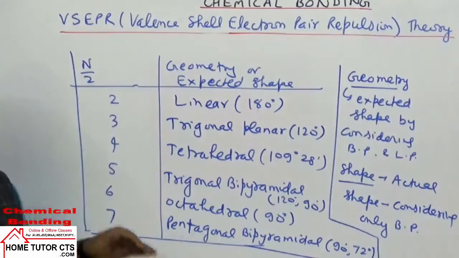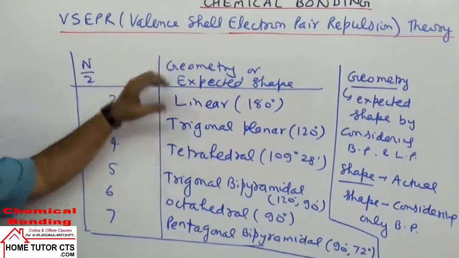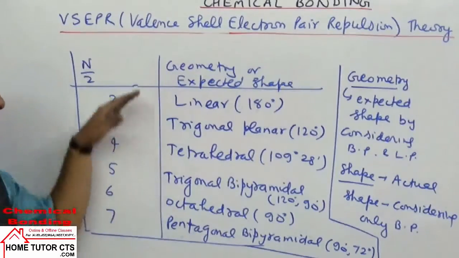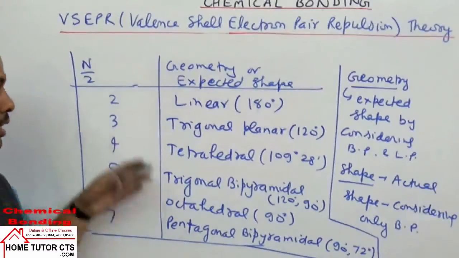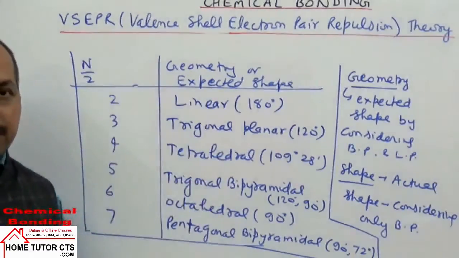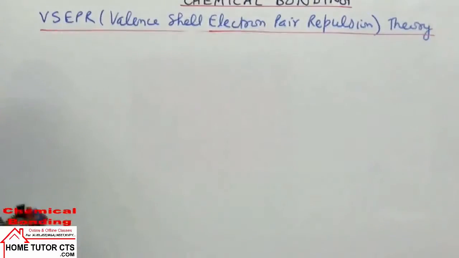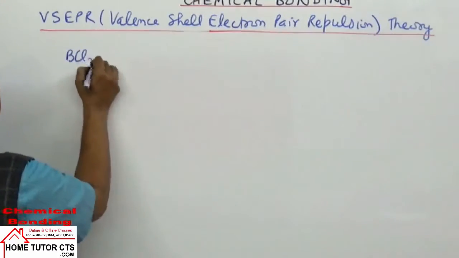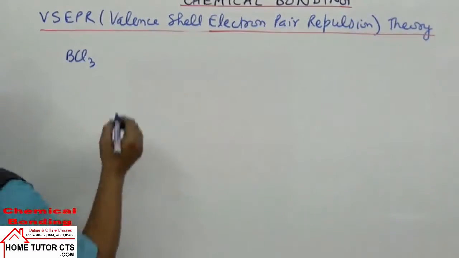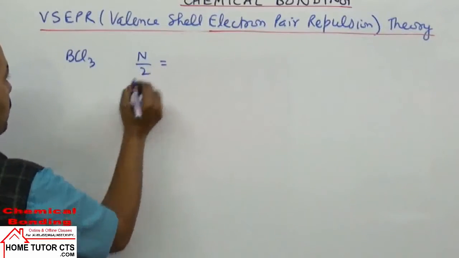Okay. Now let us take more examples for drawing the shapes. I will give the table once again. Per geometry we can have how many shapes. In our next example taken, molecule taken BCl3. In molecule BCl3, first find the value of n by 2.